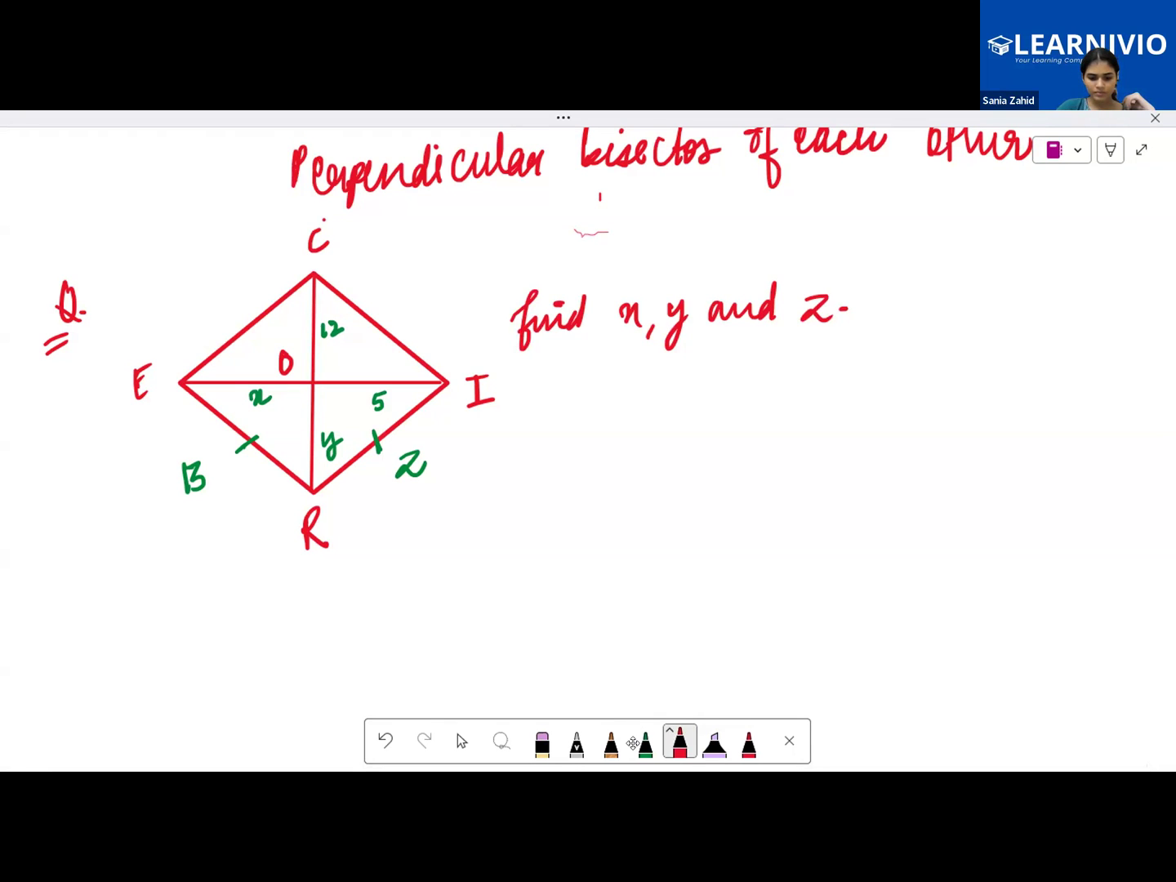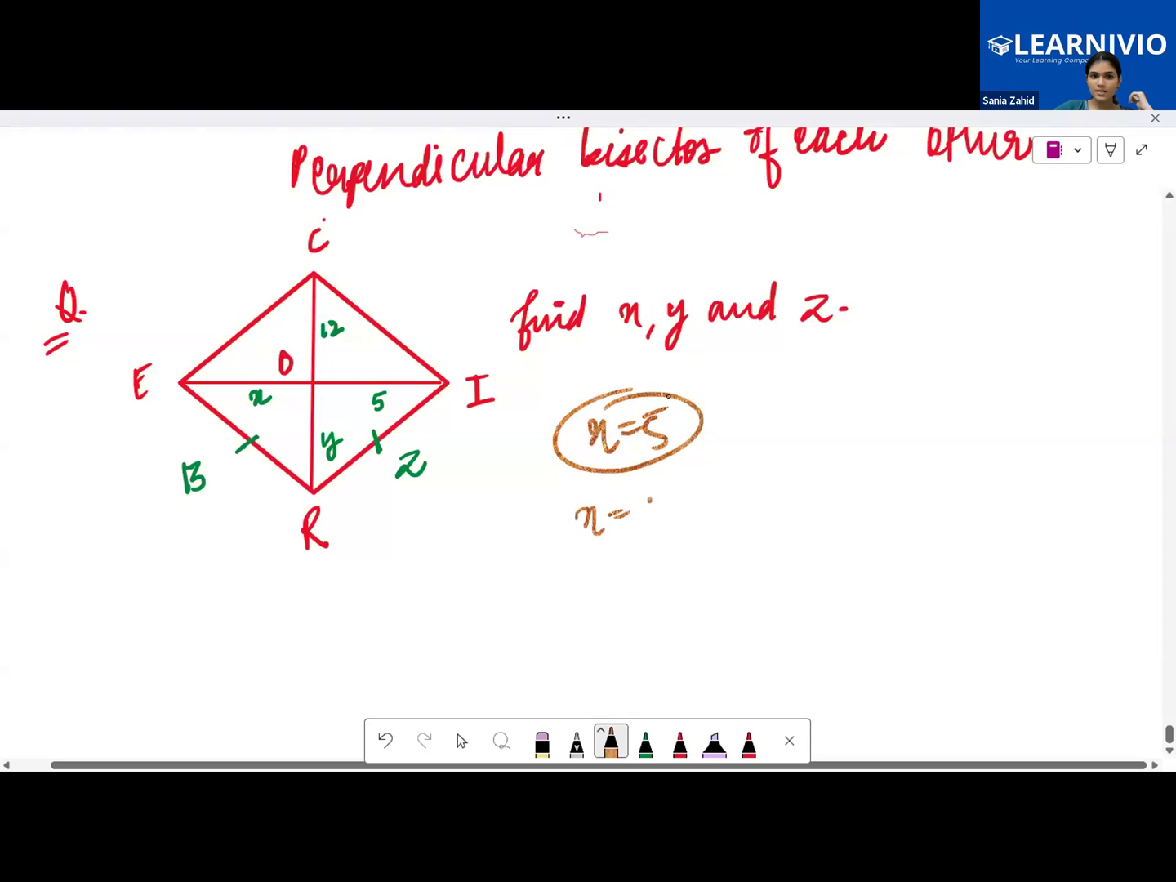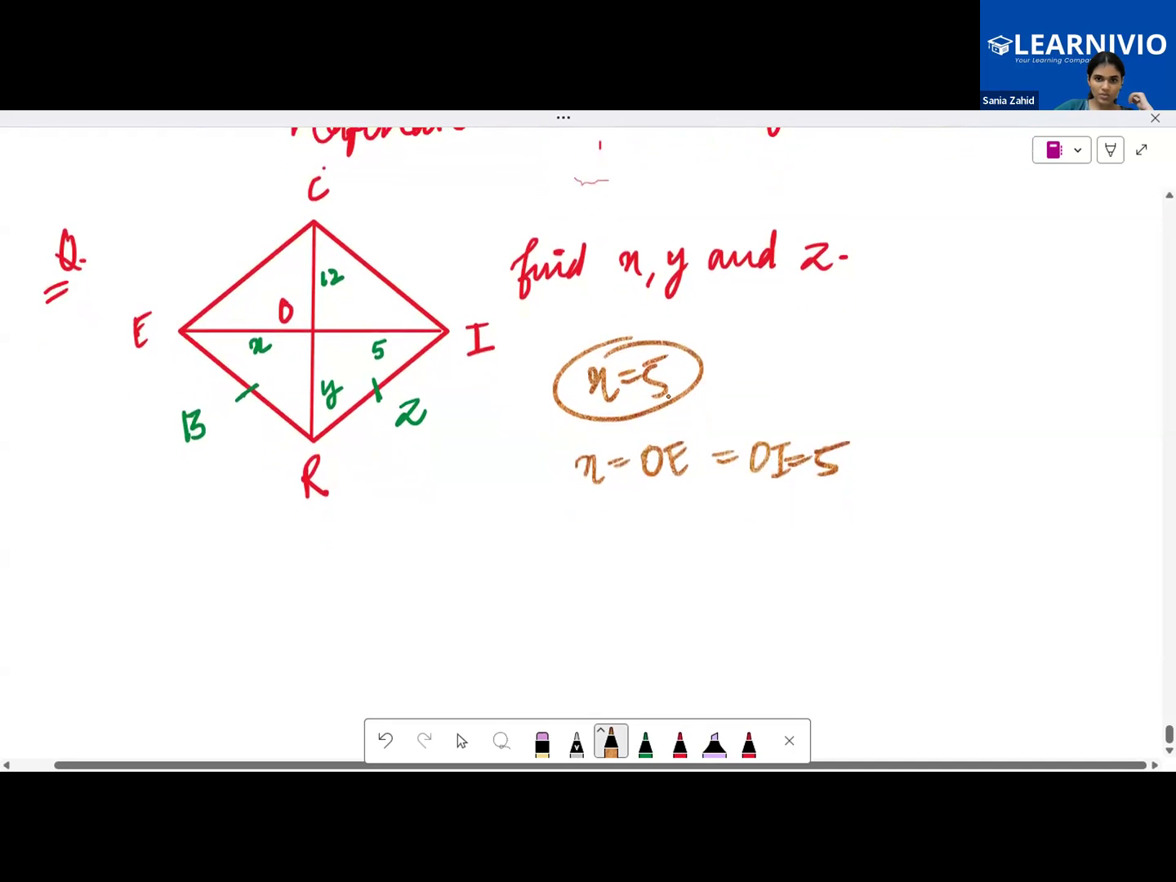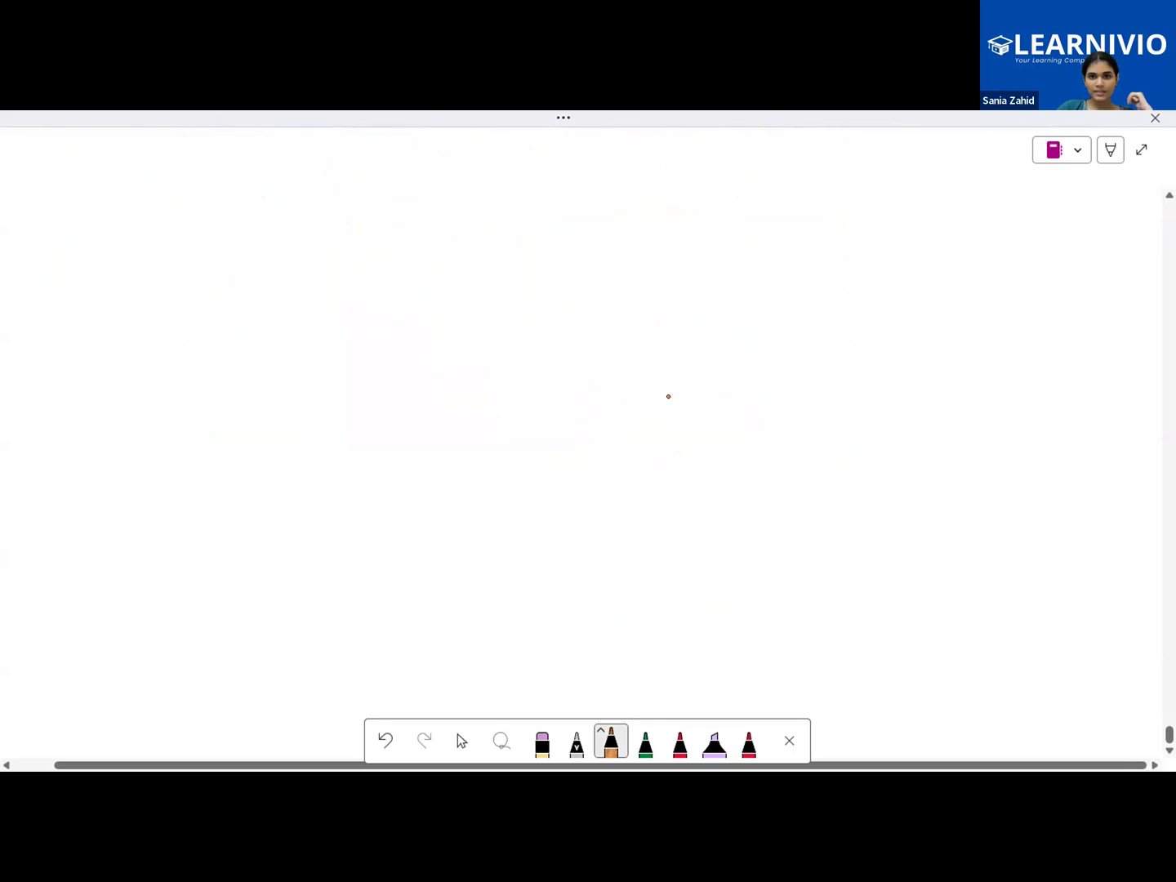Yes. Say, what will X be? 5. Yeah, X will be equal to 5. Why? Because X is OE, which is equal to OI, which is equal to 5. So that is why X is 5. Then what is Y equal to? 12. Yeah, 12. And what is Z equal to? 13. Very nice. So a very simple question, just to analyze the concept.